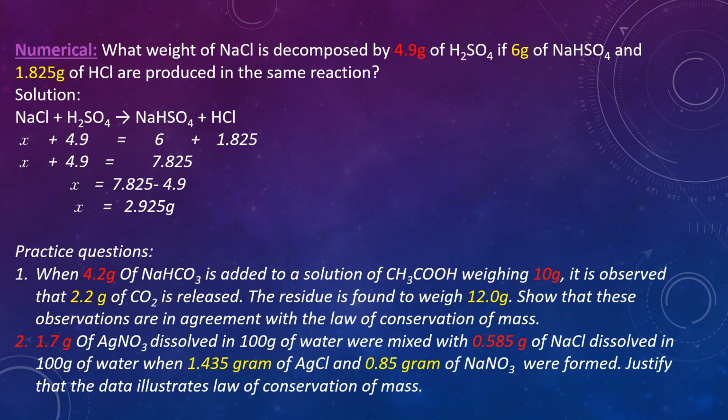Now mass of H2SO4 is 4.9. We write it below H2SO4. Mass of NaCl, let us take it X. NaHSO4 mass is 6 and HCl mass is 1.825. Now, mass of product is 7.825 and the value of X is 7.825 minus 4.9, that is 2.925 gram. This is the answer, that is the weight of NaCl.